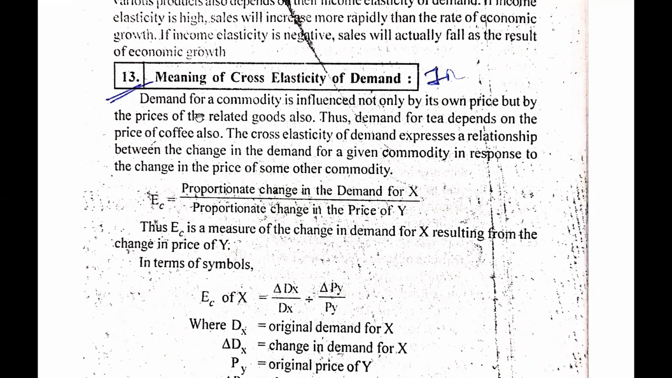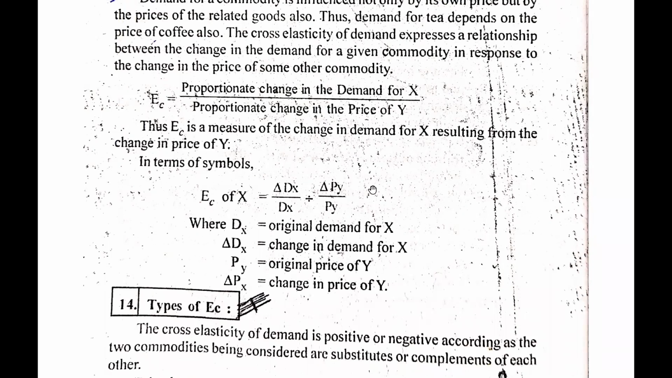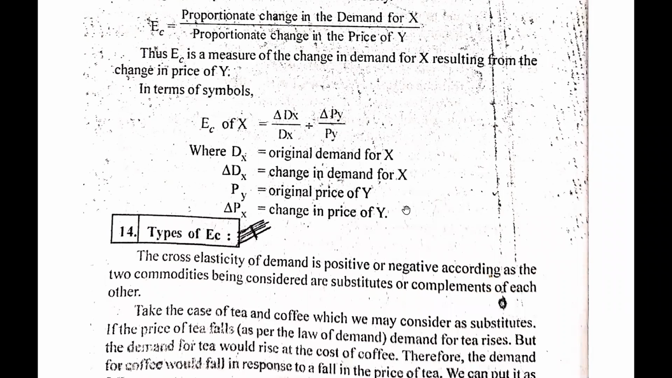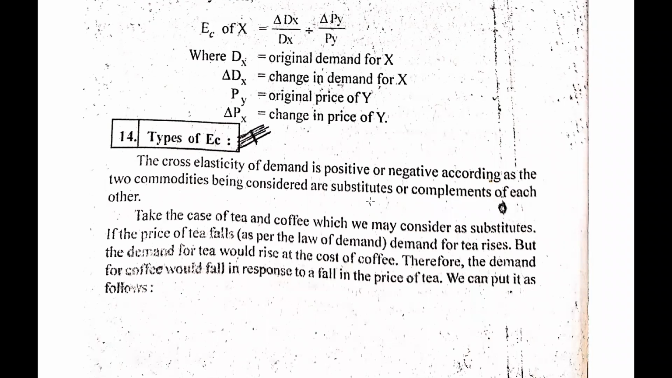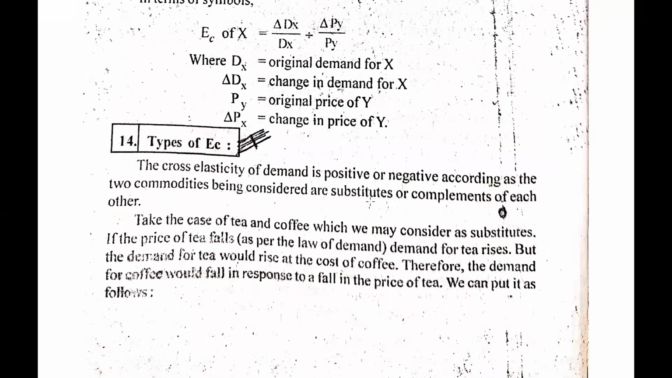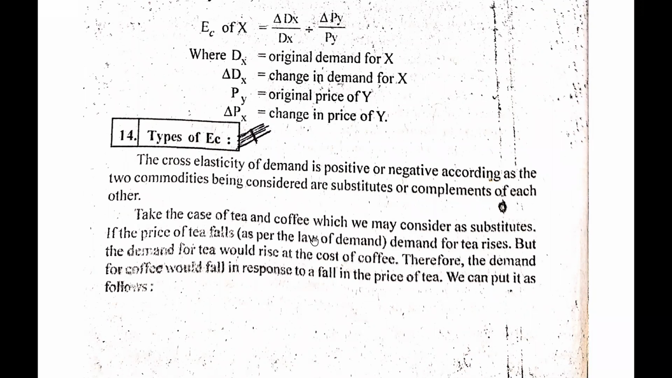Let's read it. Demand for a commodity is influenced not only by its own price but by the prices of related goods also. So guys, here we are given the formula of the cross elasticity of demand, and we are also given the symbolic form, and the types of cross elasticity of demand. Let's see what the different types of cross elasticity of demand are. The cross elasticity of demand is positive or negative according as the two commodities being considered are substitutes or complements of each other. Take the case of tea and coffee, which may be considered as substitutes.